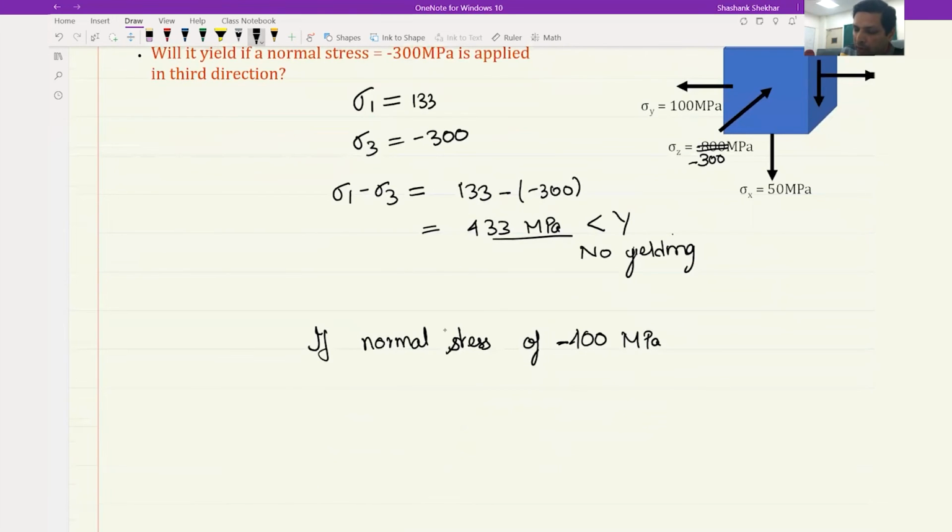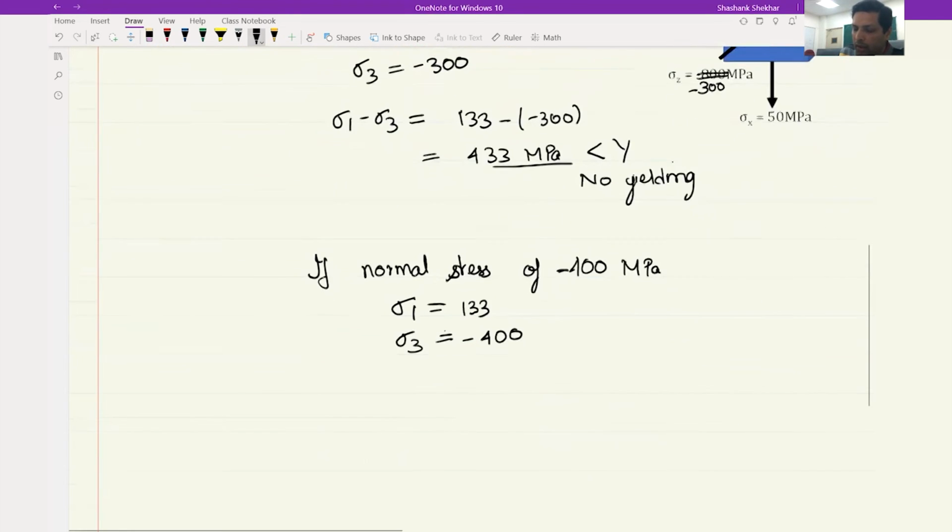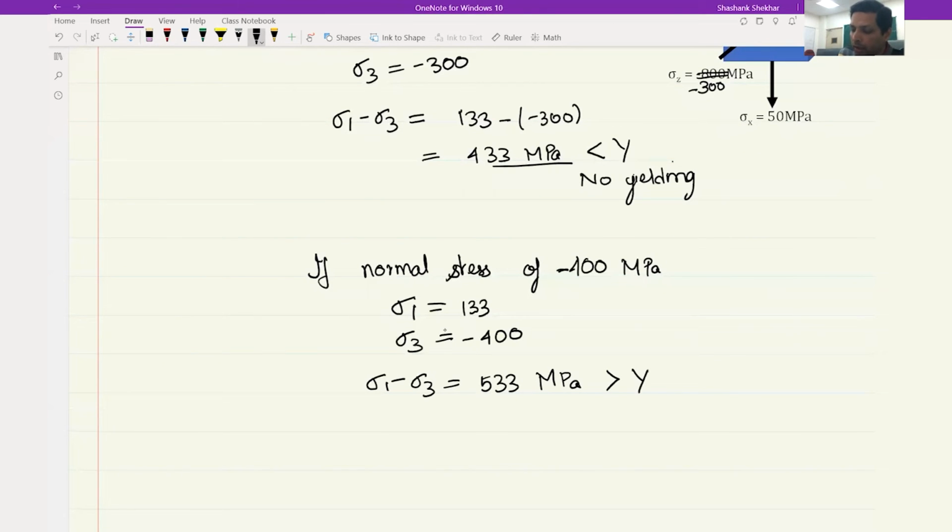Therefore, this time what will happen? Sigma 1 will be equal to 133 and sigma 3 will be equal to minus 400, and therefore sigma 1 minus sigma 3 will be equal to 533 megapascal, which means that this is greater than the yield strength and therefore yielding will take place.